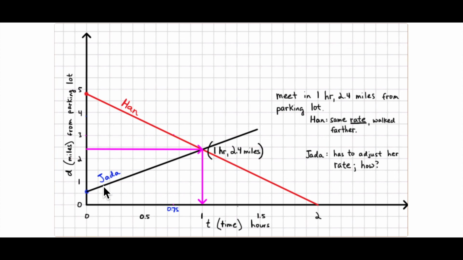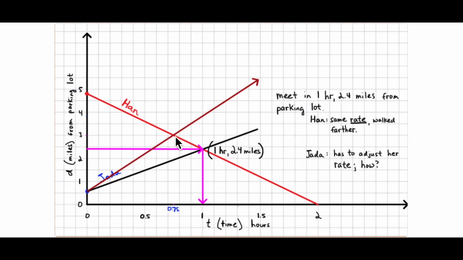So she has to slow down. She's going to walk at a rate of 1 8/10 miles in that 1 hour. This was 3 2/10 miles per hour, and now she has to slow down. It's less slanted. So in that 1 hour, she's only going to walk 1 8/10 miles, which puts her at 2 4/10 miles from the parking lot.